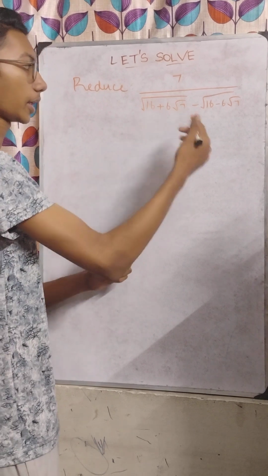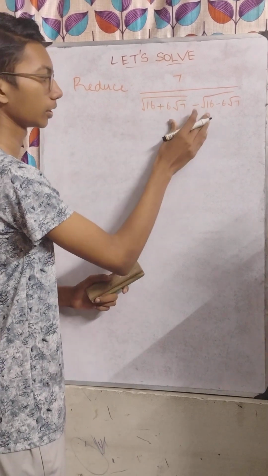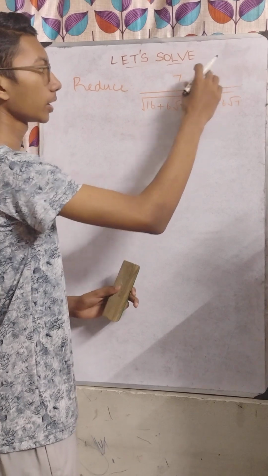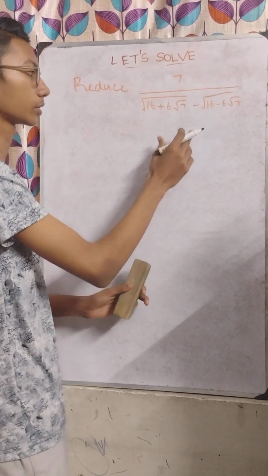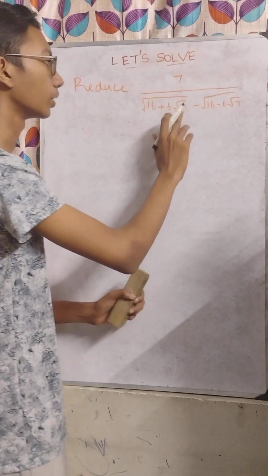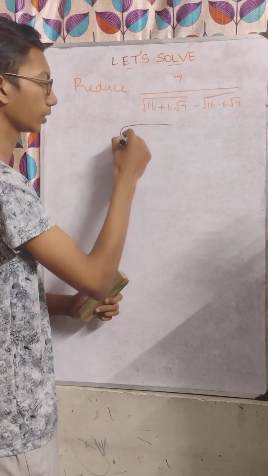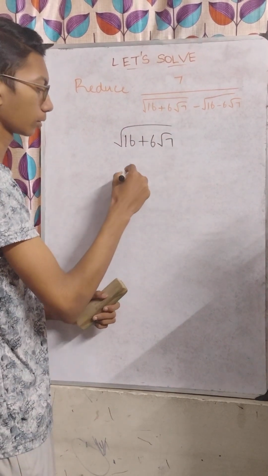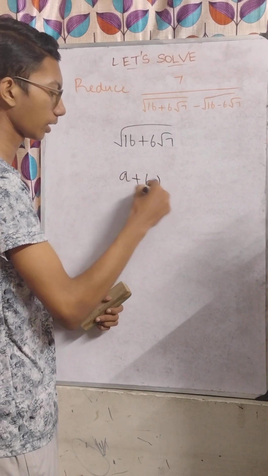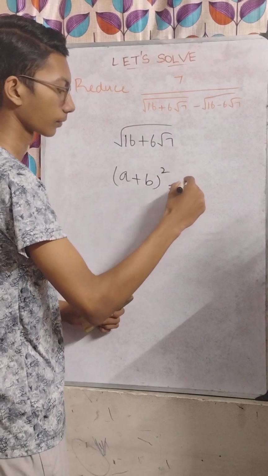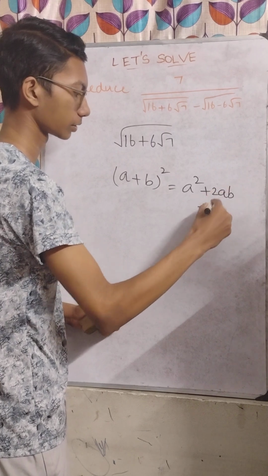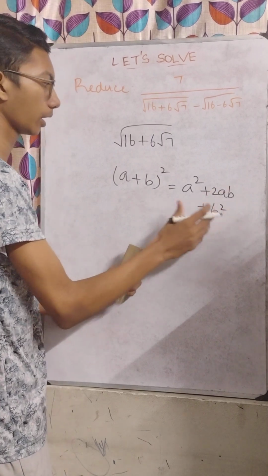Because even if we take conjugates, the denominator will get reduced, but the numerator still has this expression. So that's what we have here: 16 plus 6 root 7. As I said, we have to take this in this form: a square plus 2ab plus b square. So this is the form we have here.